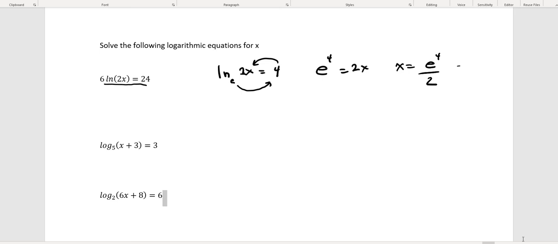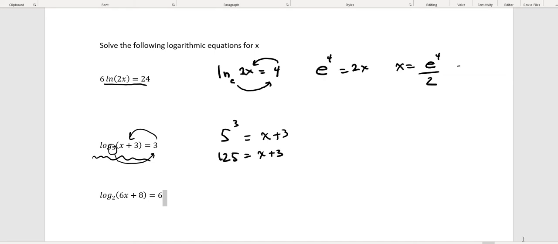All right, example 2 here. This one also, we probably want to use a similar approach. The logarithm's already isolated, so I'd start this by rewriting it as an exponential. 5 to the 3rd equals this. Now 5 to the 3rd, I believe, is 125.